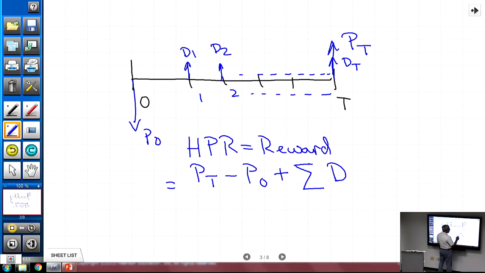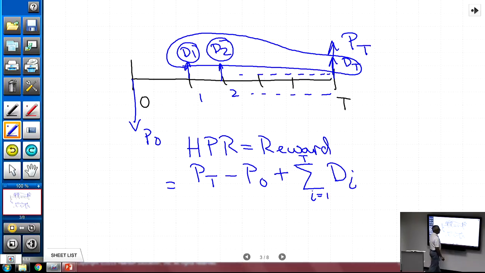I add up all of the dividends, and the way I write the summation sign is I put i equal 1 to T, meaning I'm adding up. When i takes the value of 1, D1. When i takes the value of 2, it's D2. In essence, I'm adding up all of these dividends, a simple sum, and then I divide this by P0, the beginning stock price. So that's my reward calculation.